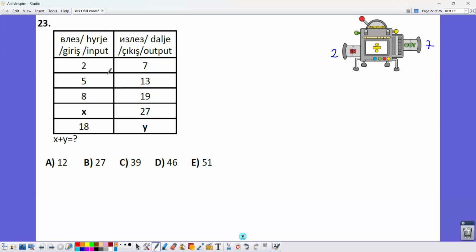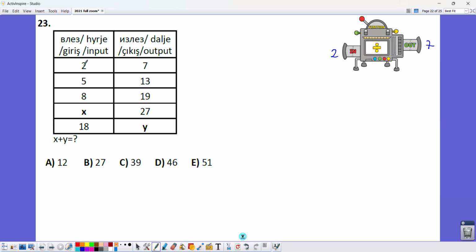Here you can form a system of equations, guys, but it will be a longer way. I'm doing it like this, trying to find the rule between them. For example, I'm multiplying 2 times 3, which is 6, plus 1, 7. But when I come to the second one, 5 times 3 is 15, which is directly greater than 13. So it means that it's not working.